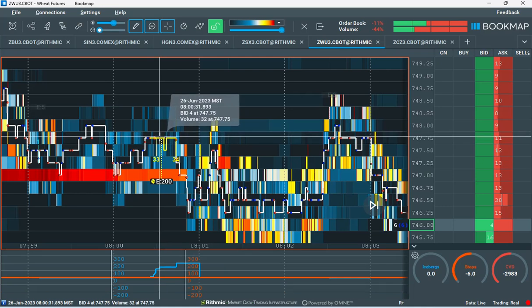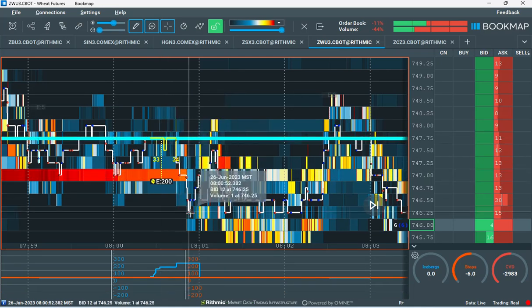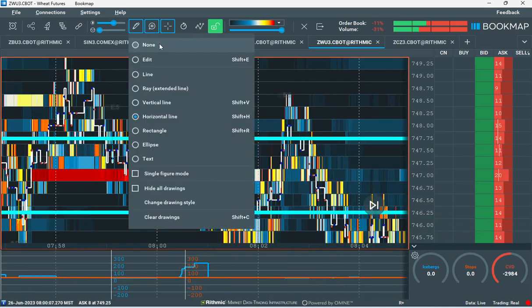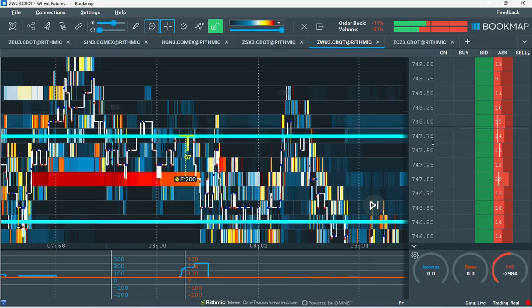Use our last price line as talked about in a prior video. That's the top of the zone. This would be the bottom of the zone. So our zone here is 747.75 down to 746.25.